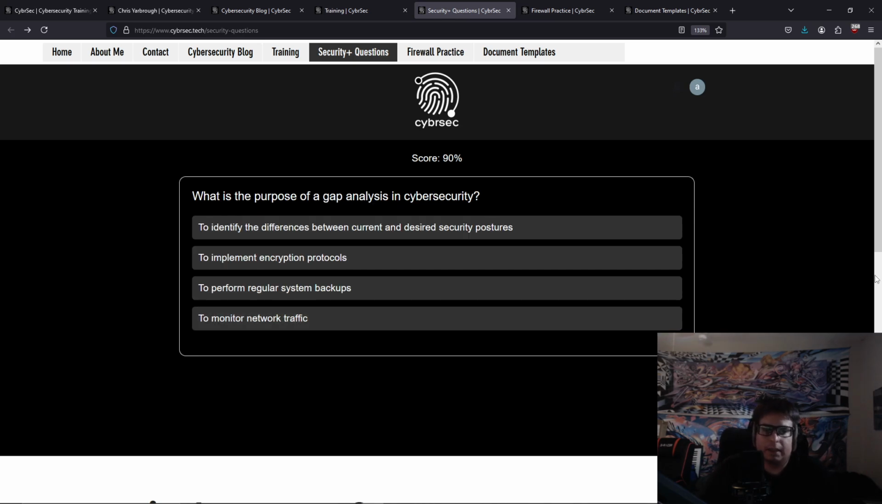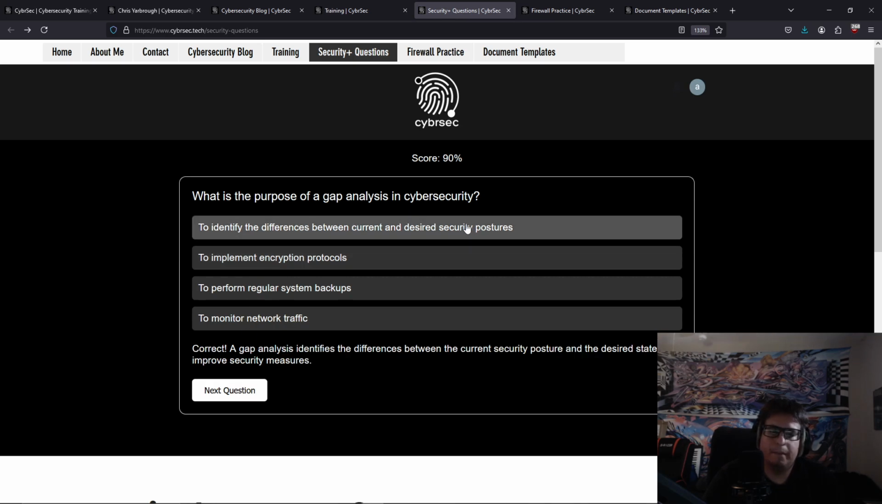What is the purpose of a gap analysis in cybersecurity? Okay, to identify the difference, right? Yes. A gap analysis identifies the difference between the current security posture and the desired state.